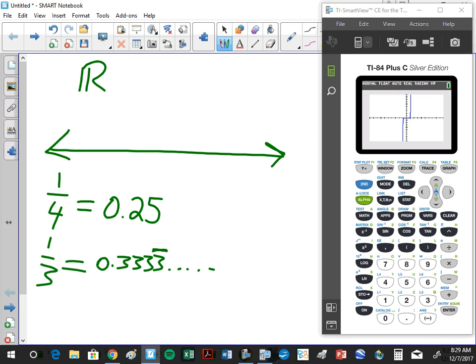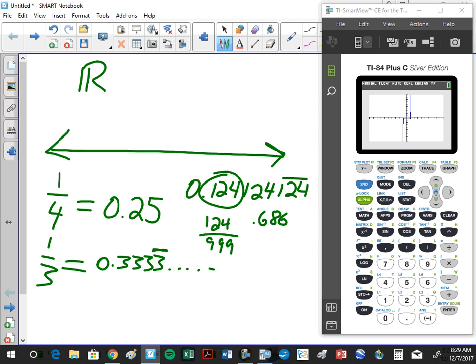And you could even have something like 0.124124 repeating. That can be written as a fraction. In fact, all you have to do is divide the repeating part by 999. So if I had 0.6868 repeating, that would be 68/99. So you just take the repeating part and you divide it by however many nines you need to get to that point. Those are all rational numbers. They can all be written as fractions.